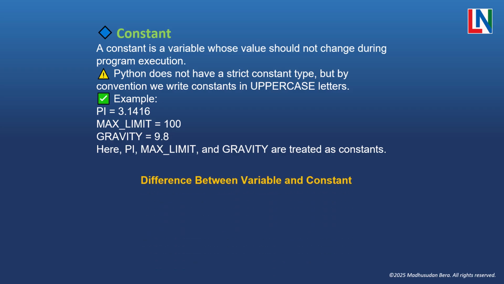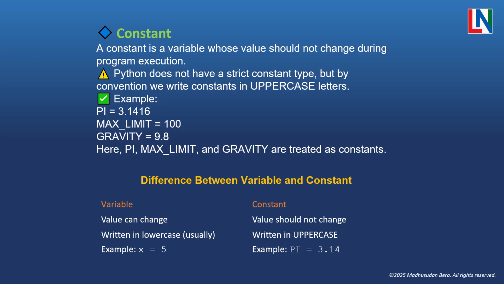Difference between variable and constant. For a variable, value can change; constant value should not change. Variables are written in lowercase, usually constants are written in uppercase. For example, x equal to 5, here x is a variable, PI equal to 3.14, PI is a constant.